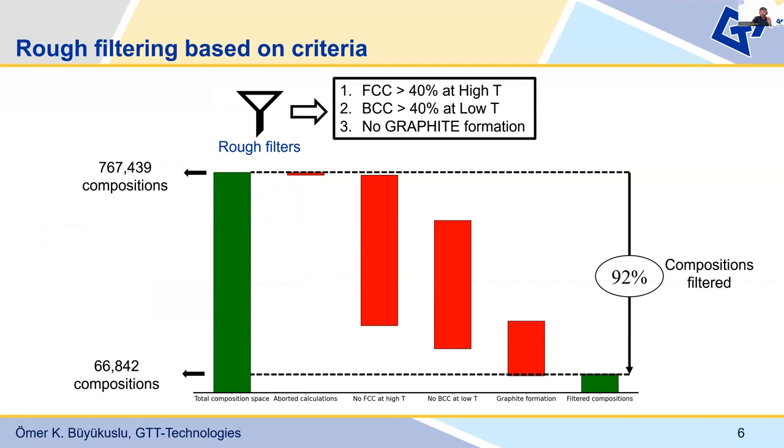To provide austenitic solidification and martensite formation, we applied criteria based on phase formation. Therefore, we investigated the stability of the FCC phase at 1000 degrees and the BCC phase at 500 degrees Celsius. Additionally, we ensured that there is no graphite formation at both temperatures. Accordingly, only 8% of the compositions remain after the initial filtering, which gives us 66,800 compositions that satisfied the thermodynamic criteria.